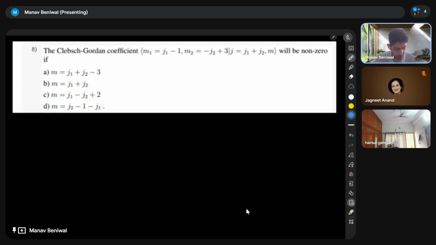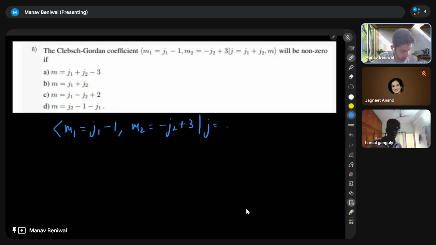So we are given a Clebsch-Gordan coefficient. It is given as m1 is j1 minus 1, m2 is minus j2 plus 3, and then j is j1 plus j2, and we have m. So for it to be non-zero, the question asks it will be non-zero.